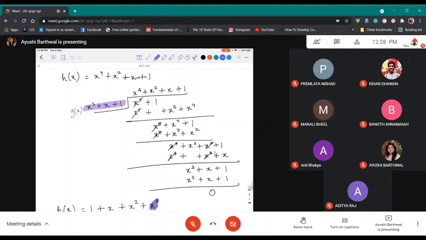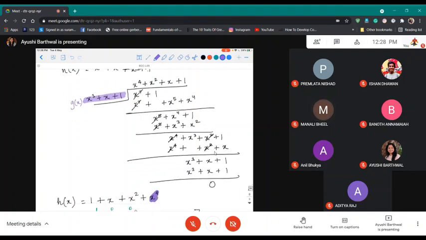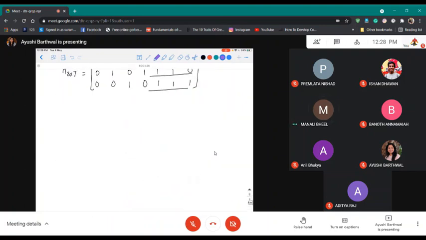How did hx come? Let me resolve it. You have to divide x to the power n, which is 7, plus 1, by the generator polynomial. So this was x³ + x + 1.